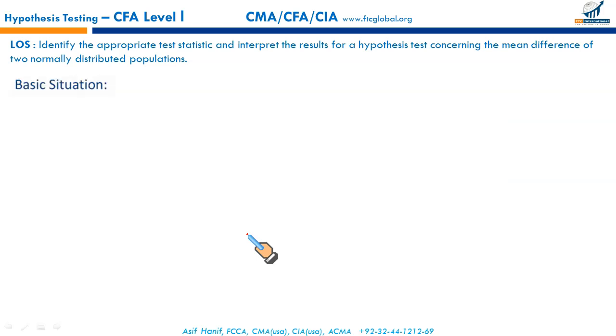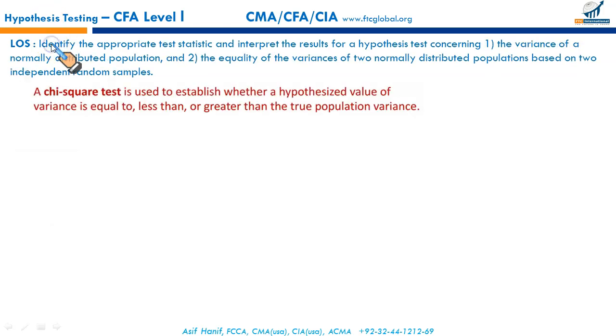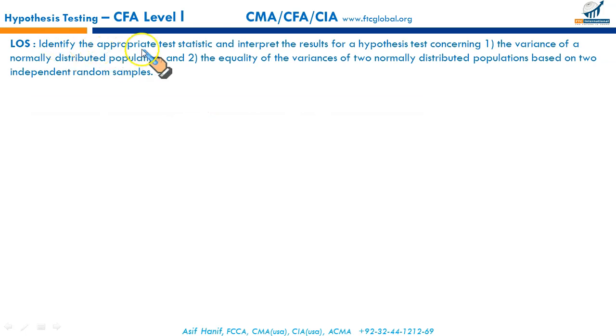Then we come up with this basic situation. The null hypothesis is that mu1 minus mu2 is equal to 0. Since the sample size is small, you'll use the t statistic where n minus 1 is the degrees of freedom, and I'm sure you know the rest of it. This is all repetitive. Next LOS is identify the appropriate test statistic and interpret the results for a hypothesis test concerning the variance of a normally distributed population and the equality of the variances of two normally distributed populations based on two independent random samples.